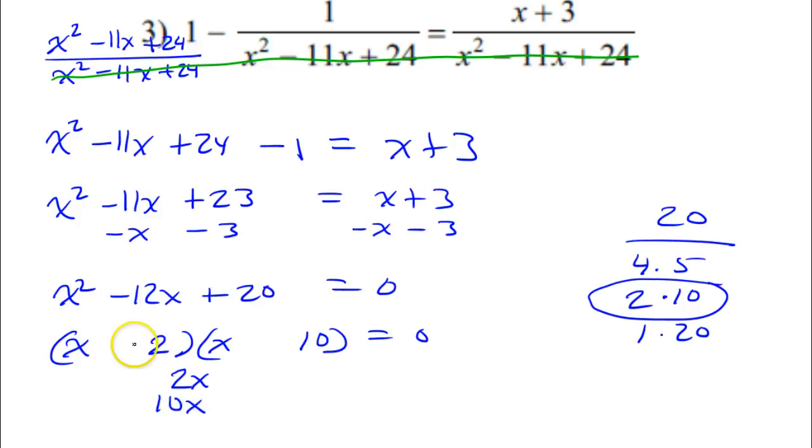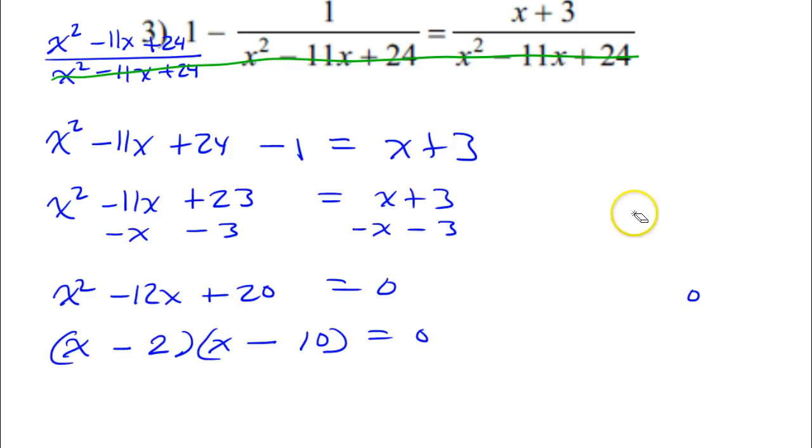I'm trying to get negative 12. So both of these would have to be negative to make negative 12. A negative times negative is a positive for the positive 20. So this is working.